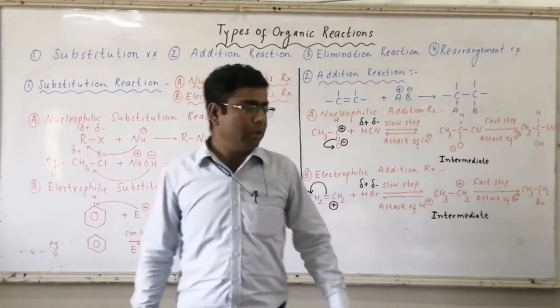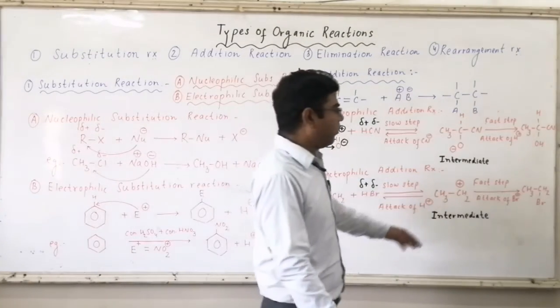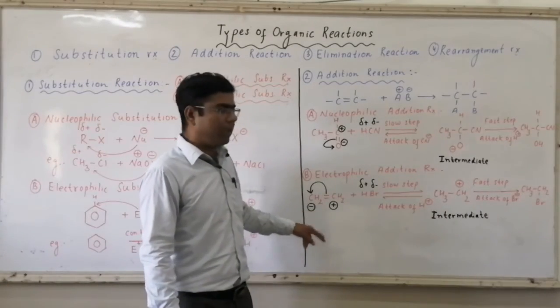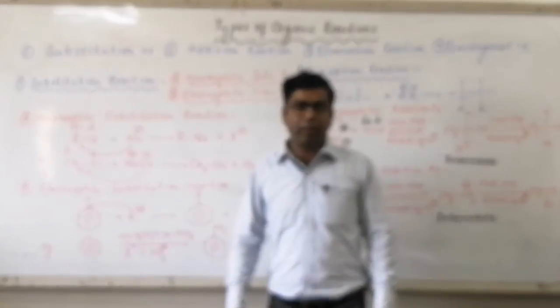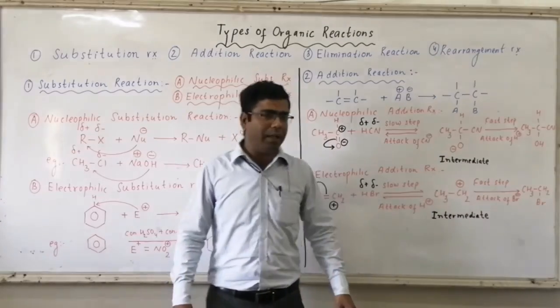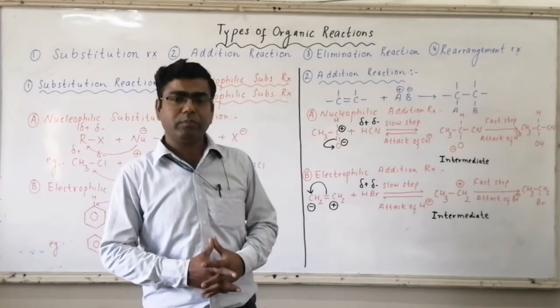bromoethane. So an unsaturated organic compound is converted to a saturated organic compound. Again, an unsaturated organic compound is converted to a saturated organic compound. Attack of electrophile is followed by attack of nucleophile. That's why it is called electrophilic addition reaction.